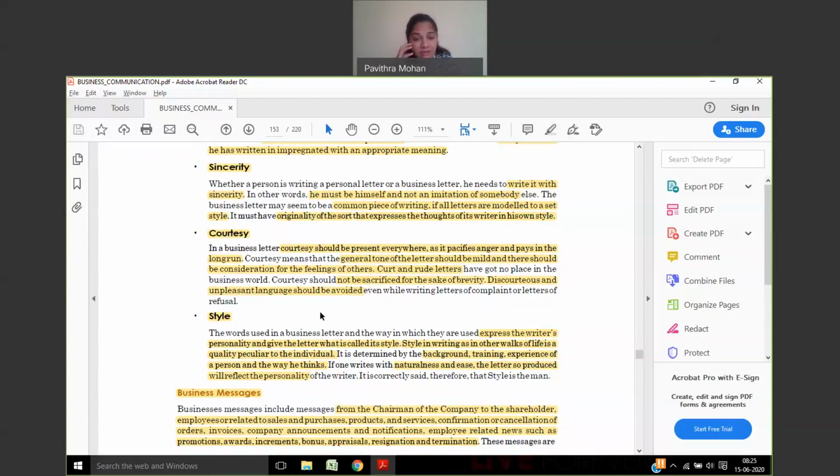And after this, we have the style. Okay, style is the way a writer writes or expresses the writer's personality, and it gives the letter what is called its style. Style in writing, as in other walks of life, is a quality peculiar to the individual. It is determined by the background, training, experience of a person, and the way he thinks. Based on all these things, the style of a person will come into the picture.